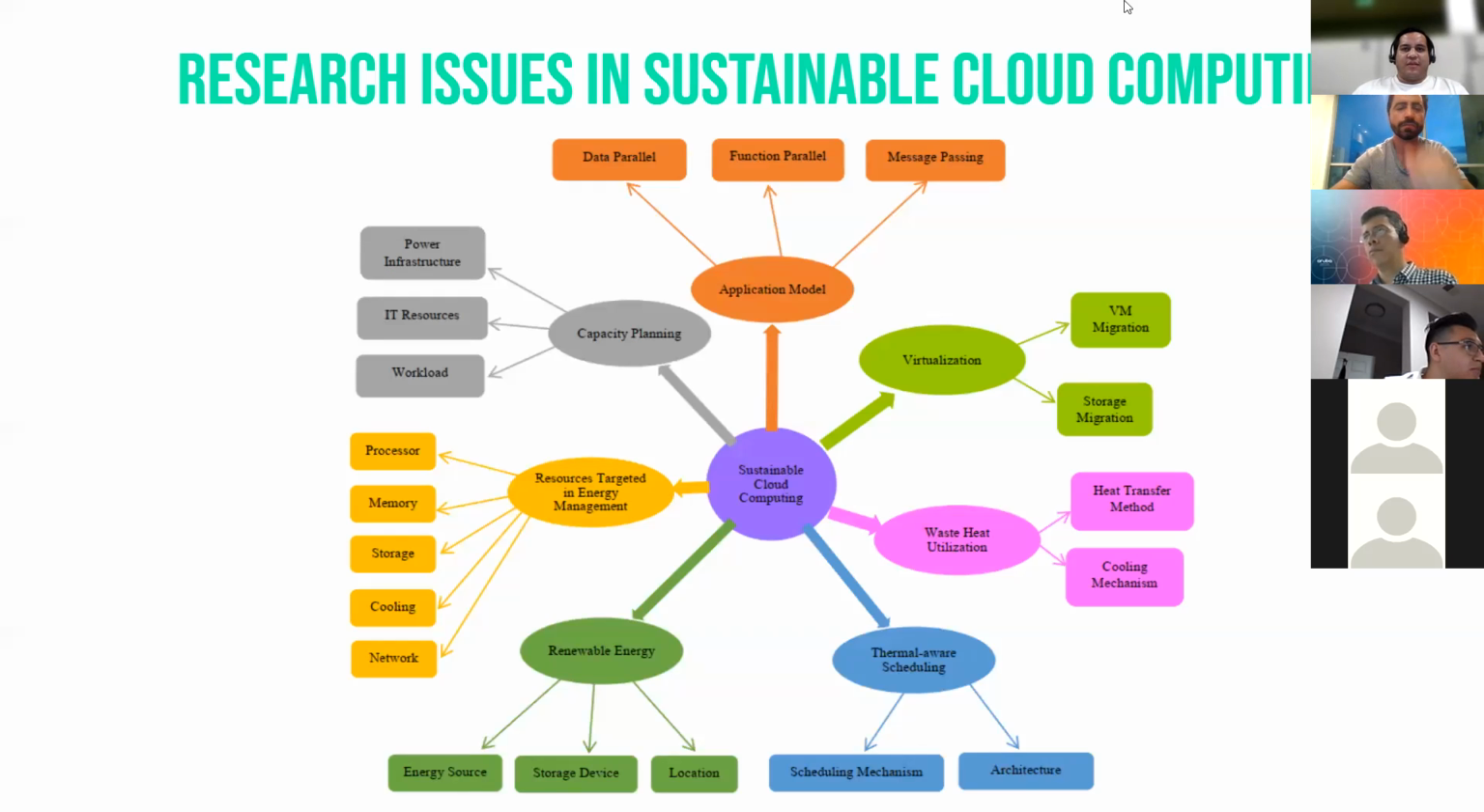Their approach is this diagram. This is my final slide that I will be explaining. Their 7 aspects to take into account: application model, virtualization, waste heat utilization, thermal aware scheduling, renewable energy and resources, and capacity planning. These are the factors that, for these authors, are the most important to take into account for future sustainable cloud computing.